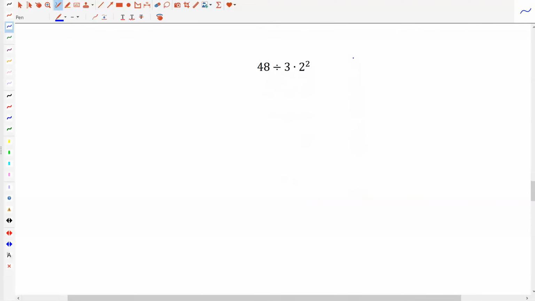48 divided by 3 times 2 squared. All right, so order of operations. So GEMDAS. On this one, I don't have any grouping symbols, no parentheses or fraction bars or anything like that, but I do have an exponent. Now, exponents always remind me of a Tyrannosaurus Rex. And when I say that, I mean that they have the shortest little arms possible, right? Little tiny arms. They cannot reach out very far.